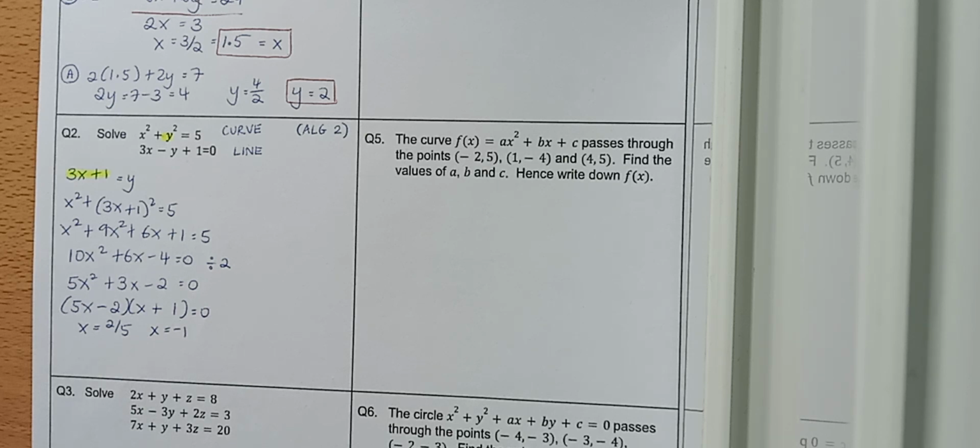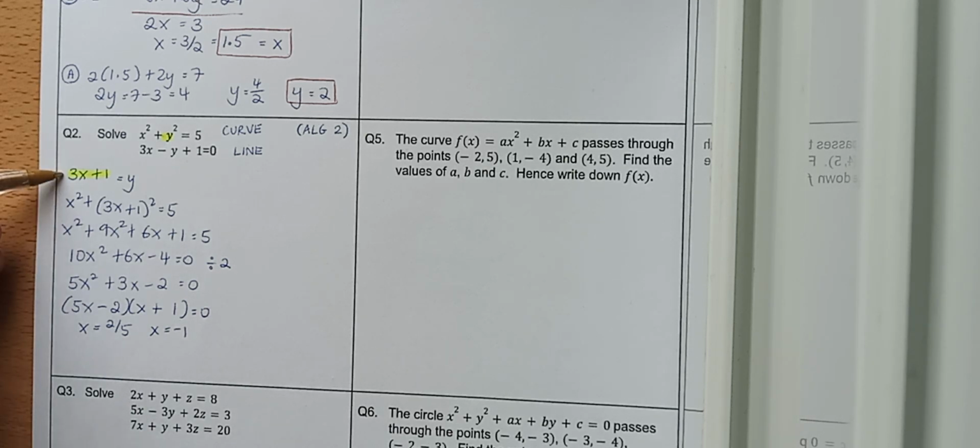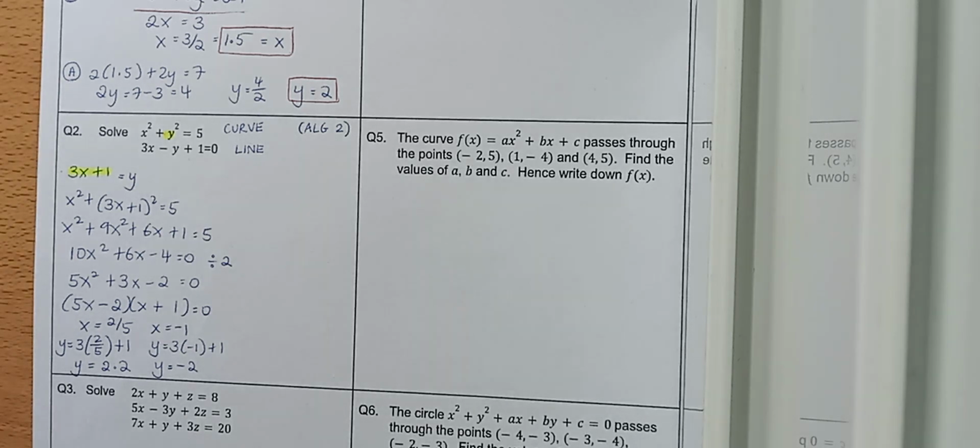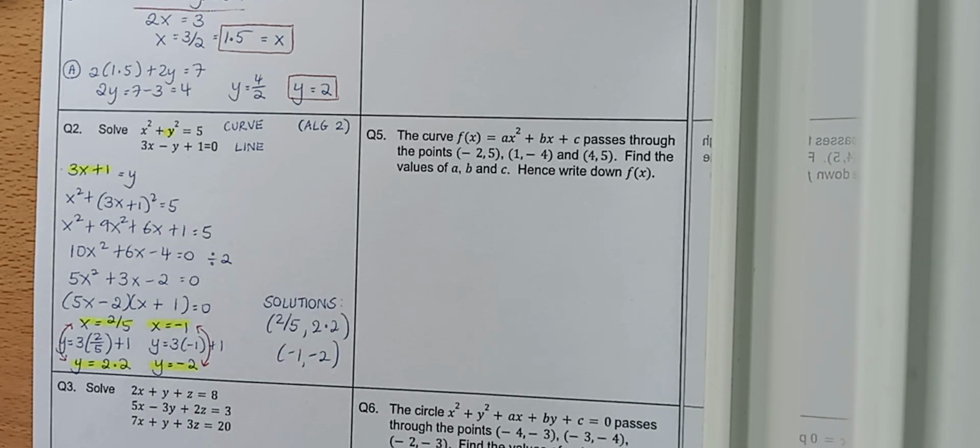And I'm going to use those then in my original rearranged line equation to get the y value. And when I have my x and y values, then I'm going to write my answers as points and make sure to match up each x value with the correct corresponding y value.